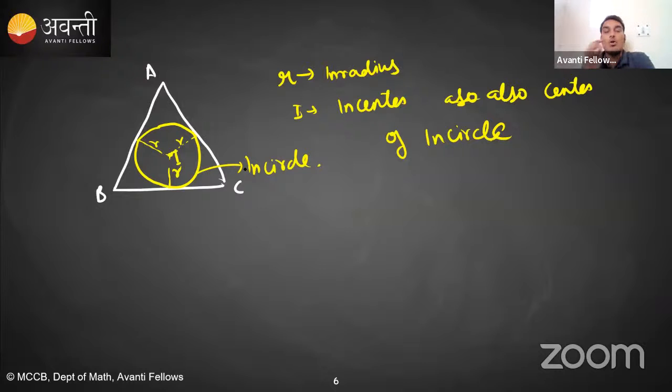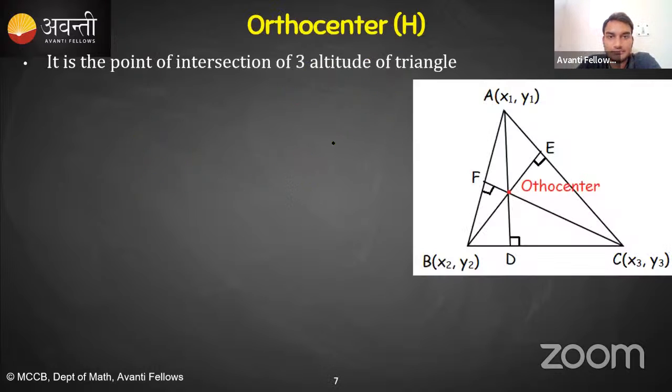Clear? So always in a triangle there exists a circle with center in the triangle, and that circle will always touch our three sides. Is this clear? And that radius of the circle is known as inradius. Okay, if it is clear, then let's move to the next.